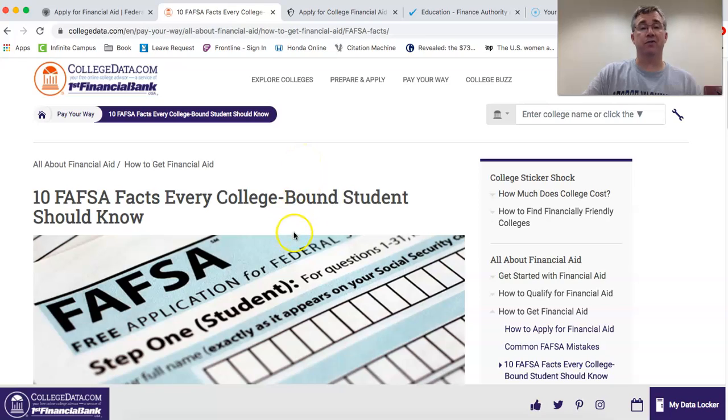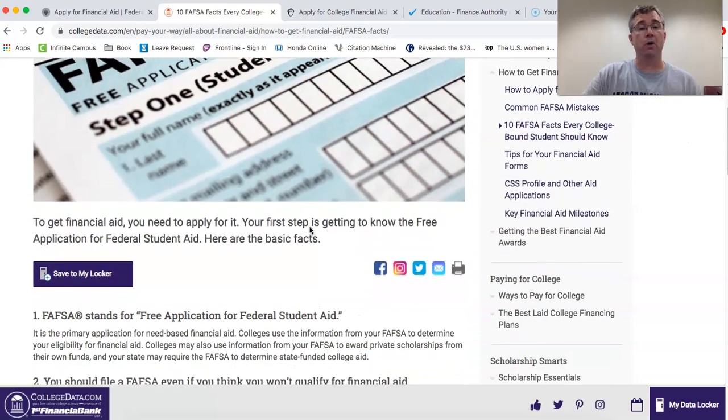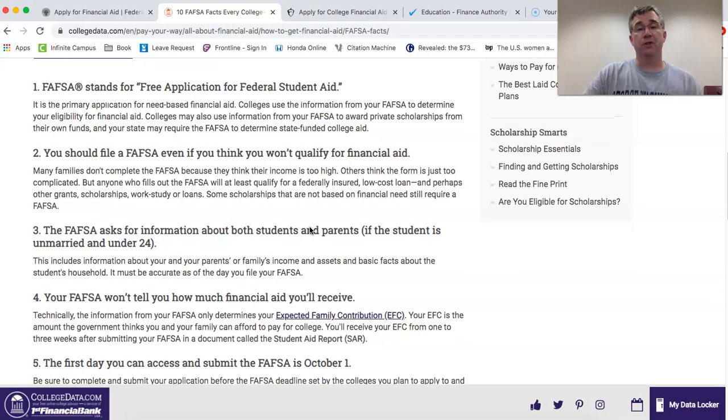CollegeData.com, 10 FAFSA facts every college-bound student should know. And this just about covers it. FAFSA, what it stands for, I've already told you: Free Application for Federal Student Aid.